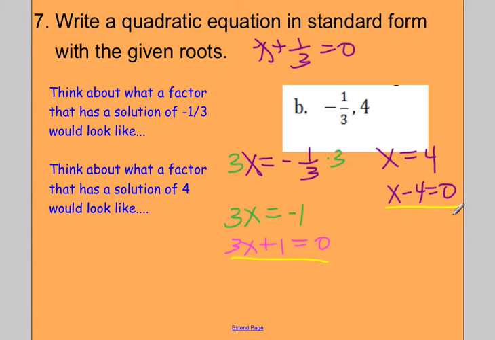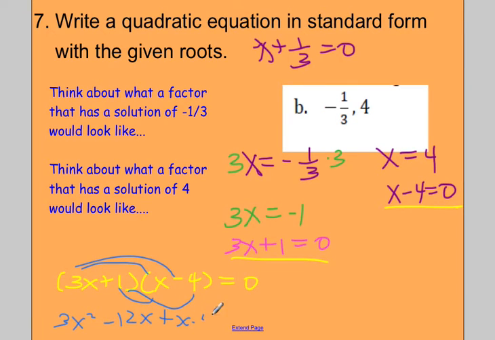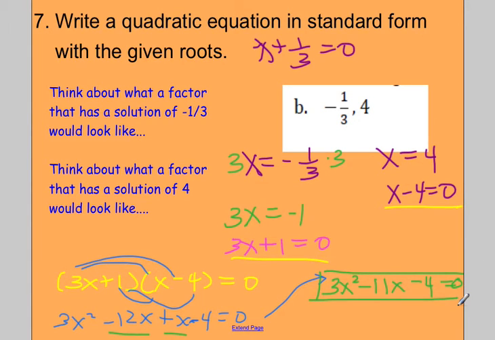Now that they're both equal to 0, I can go ahead and say 3x plus 1 times x minus 4 is equal to 0 and FOIL. This gives me 3x squared minus 12x plus x minus 4 is equal to 0. Combining like terms, I have negative 12x and x, so I have 3x squared minus 11x minus 4 is equal to 0. And that would be my original quadratic, okay, for 7b.